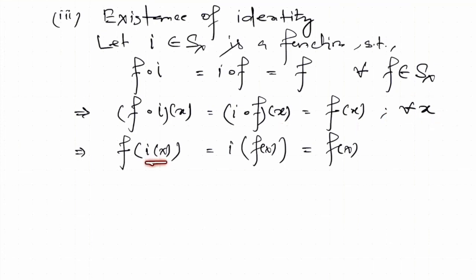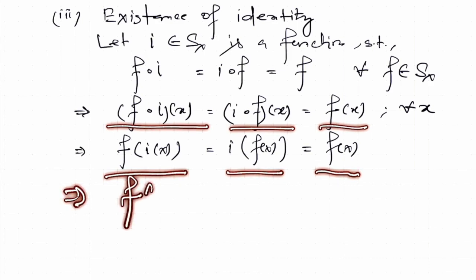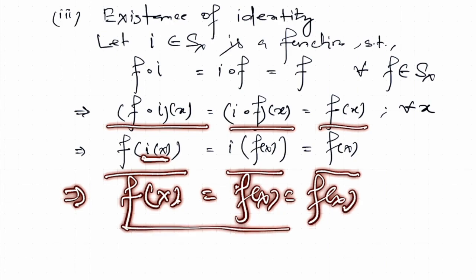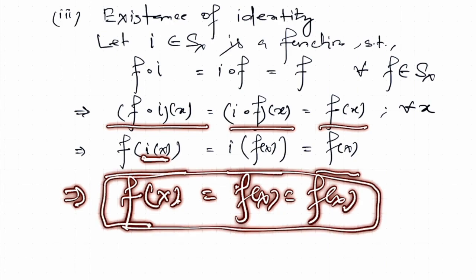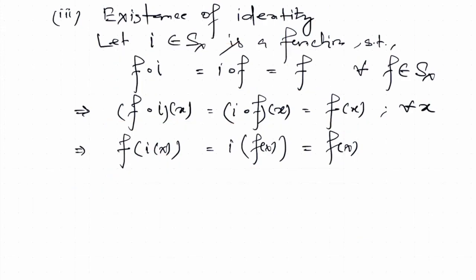So I(x) is x, this is equal to f(x), and this is f(x). So this is an identity, all three expressions are the same. So this proves this equation or identity. In this way we have shown the existence of identity.